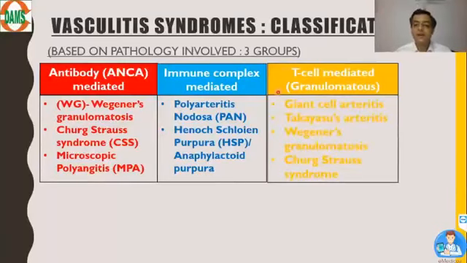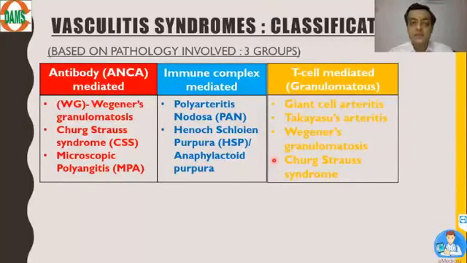We have again 4 syndromes. Write it carefully. Under T cell mediated vasculitis, we have got giant cell arteritis, Takayasu's arteritis, Wegener's granulomatosis, and Church-Strauss syndrome.